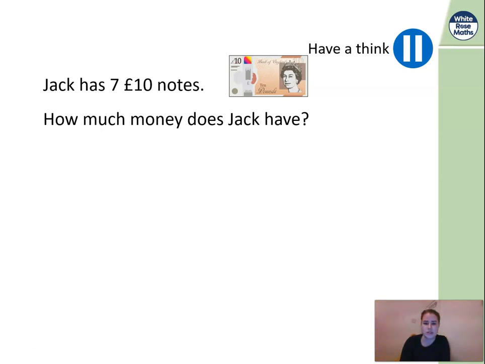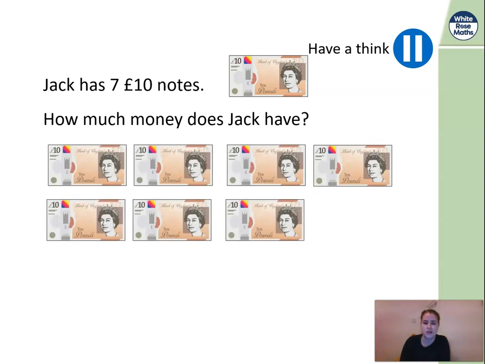Right, let's go through this together then. So here we have 1, 2, 3, 4, 5, 6, 7, 7 lots of £10 notes. So our sum is going to be 7 times £10. We know the answer is 70. Nice and easy? I hope so.